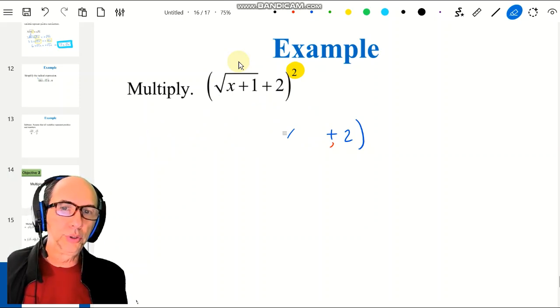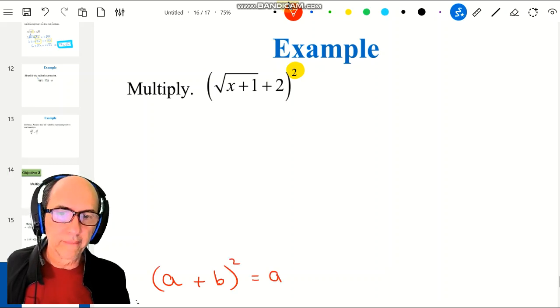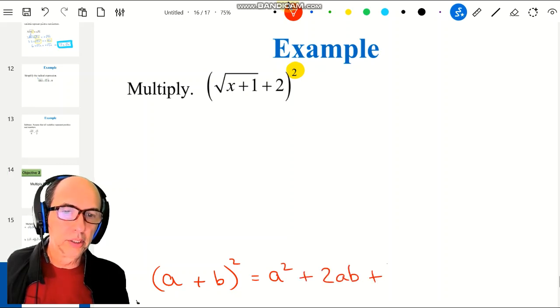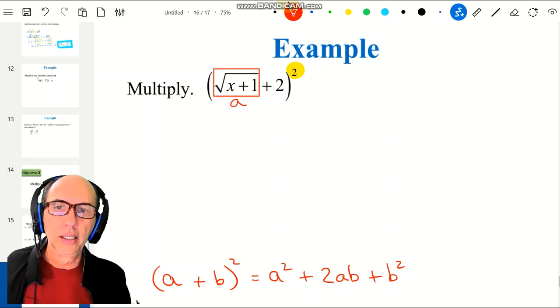Another option is to use a formula, another formula. I'm going to write here at the bottom. A plus b squared equals a squared plus 2ab plus b squared. Okay, so let's identify a. This whole thing here is going to be a square root of x plus 1, and let's identify b. 2 is b.